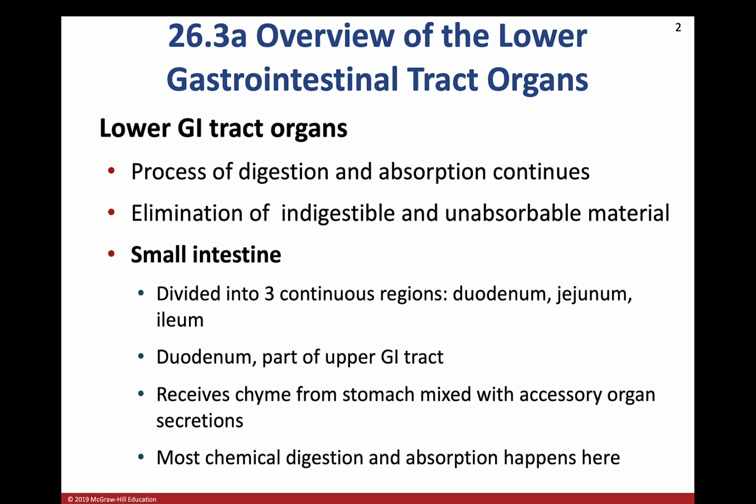The small intestine is divided into three continuous regions, and they are the duodenum, the jejunum, and the ileum. Now, our textbook puts the duodenum in the upper GI. I choose to not do so. I'm going to think of everything of the small intestine to be in the lower GI. What the duodenum actually does is receive chyme from the stomach. This is also the area of the small intestine where secretions from the accessory organs are going to make their way into the small intestine. Now, the small intestine is where the majority of chemical digestion and absorption is taking place.